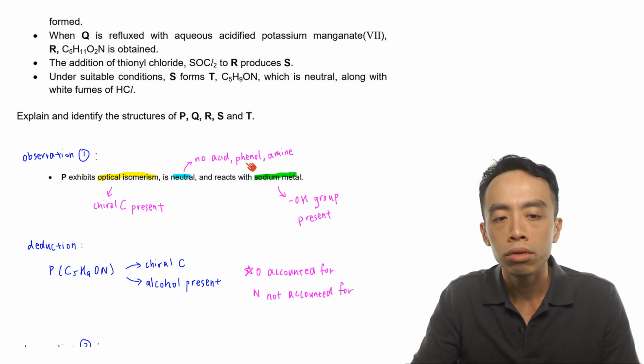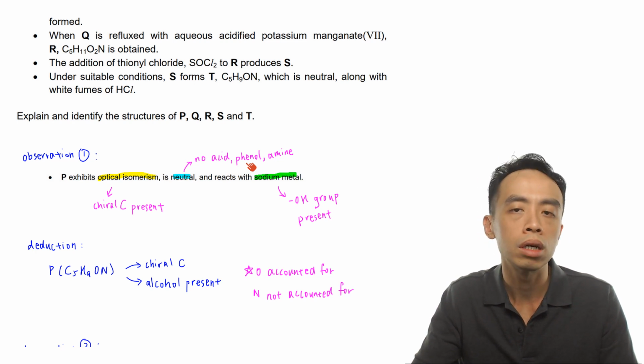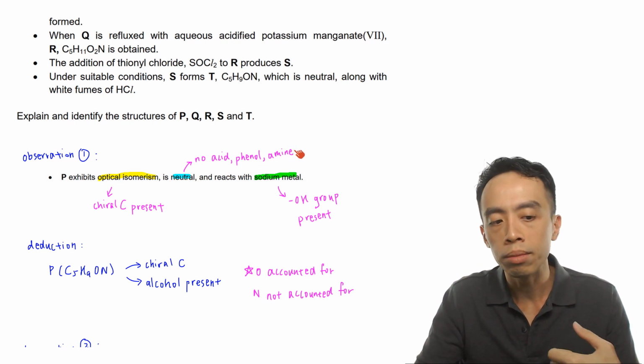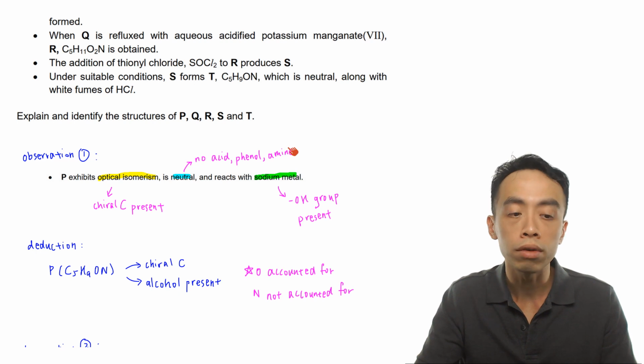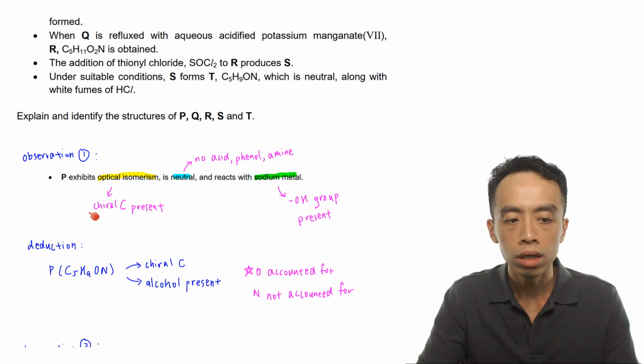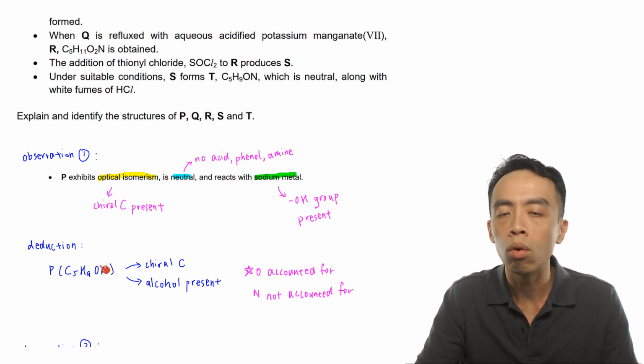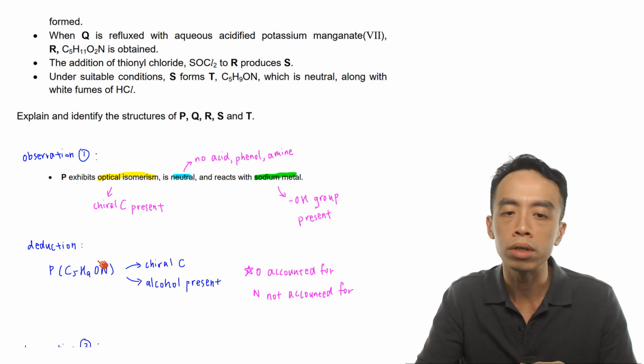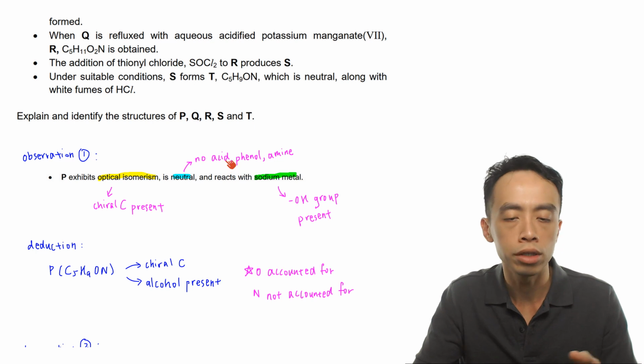Now, if it is neutral, then it is also not basic. In syllabus, the functional group that is alkali will be our amine functional group. So amine functional group will also be eliminated. So based on the molecular formula for P, C5H9ON, I know that the nitrogen is not because of amine. I know the oxygen is not because of phenol, cannot be because of acid group.